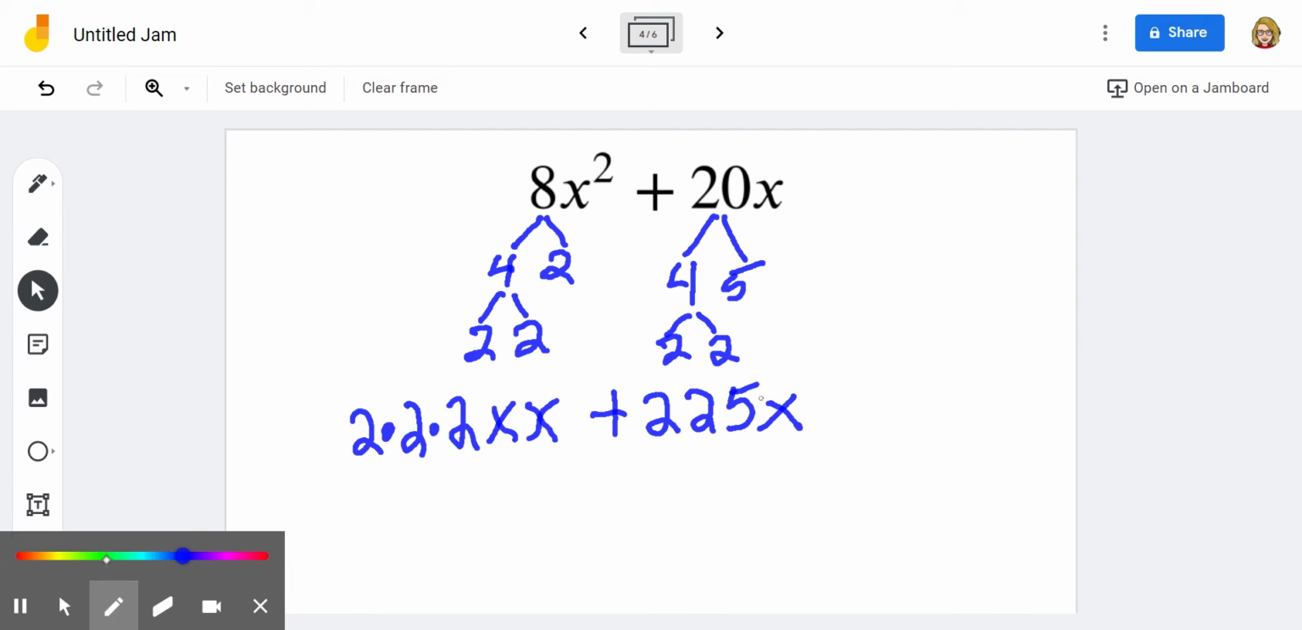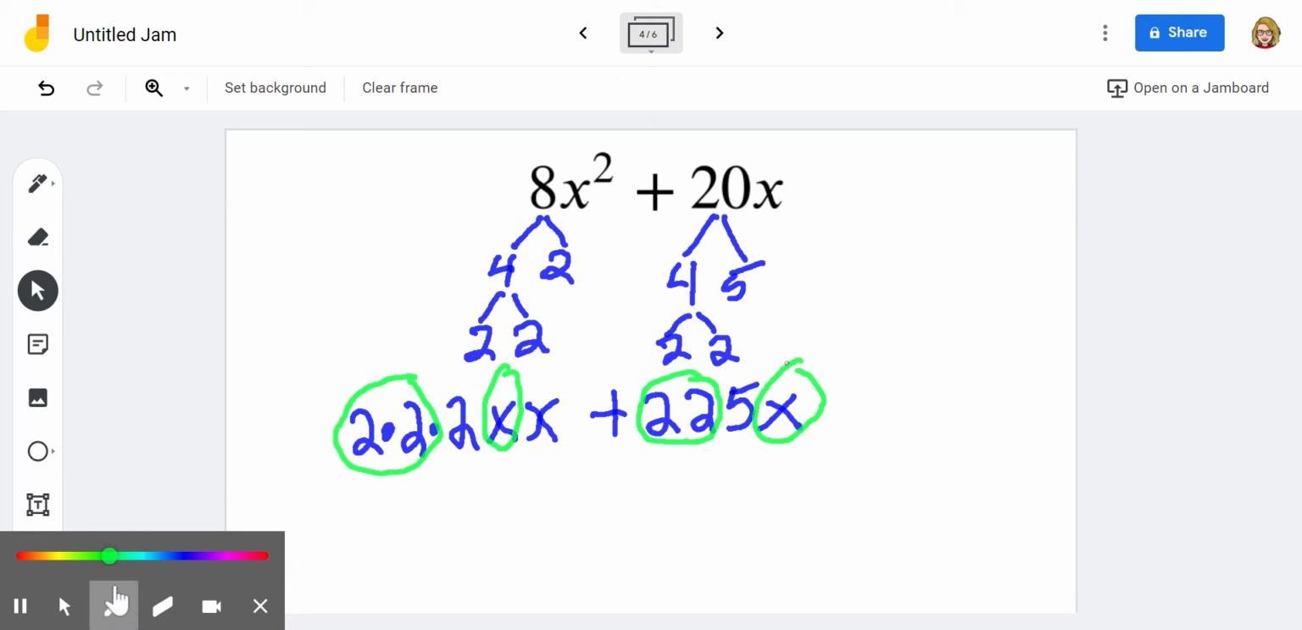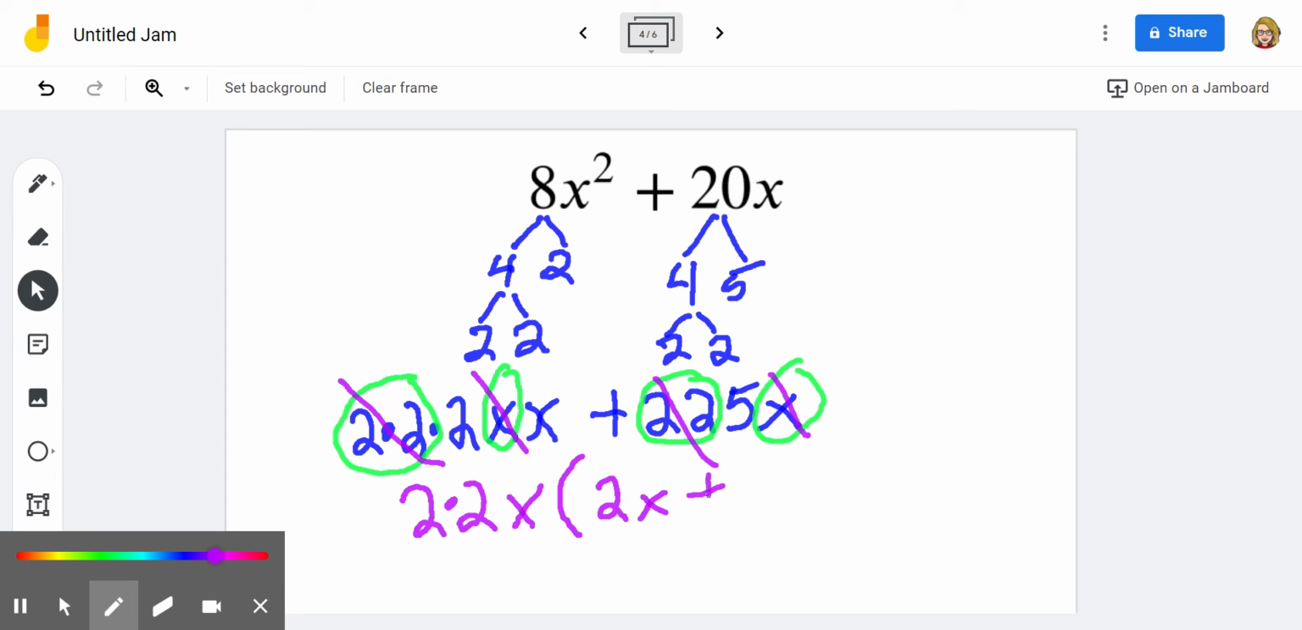Okay, from here, I'm going to circle the parts that I have in common in both terms. So I have at least two 2's in each, so I'm circling two 2's, and each term at least has 1x. Okay, so I'm going to pull that out of the terms. And so on the outside, I have 2 times 2, because that's what both have, and 1x. And so I took that out of both terms. And what I have left on the inside is 2x plus 5.